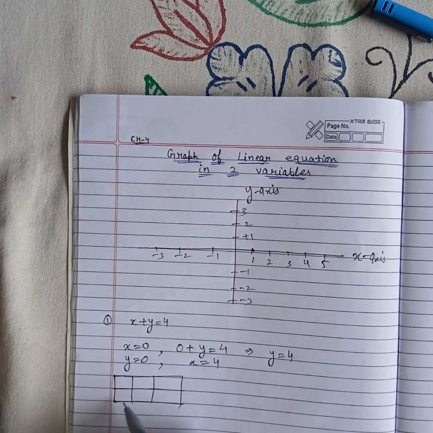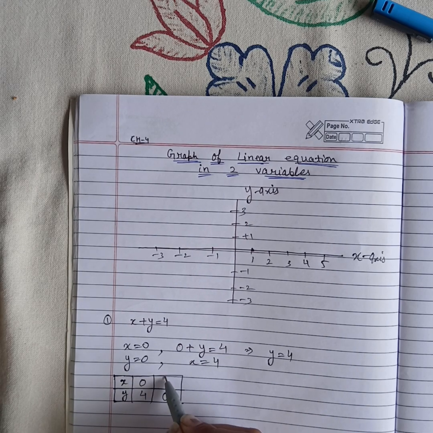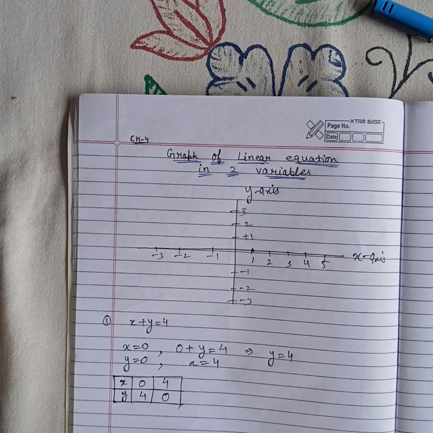So we find the solutions of this equation. When value of x is equal to 0, then value of y is 4. When value of y is 0, then value of x is 4.